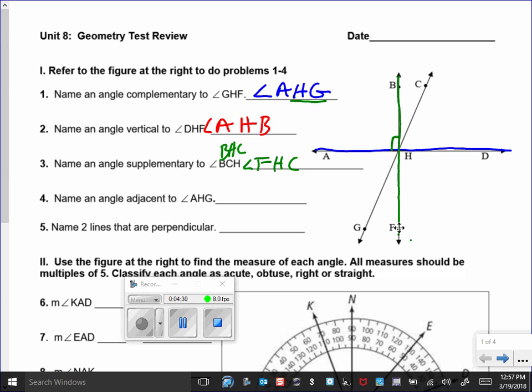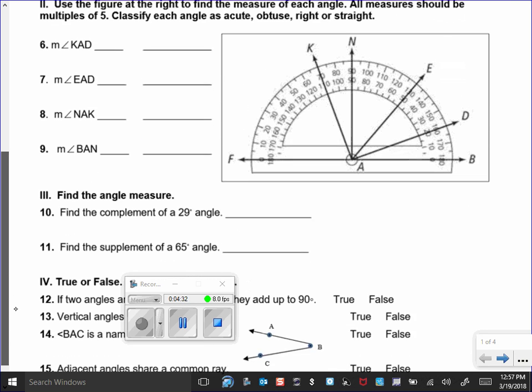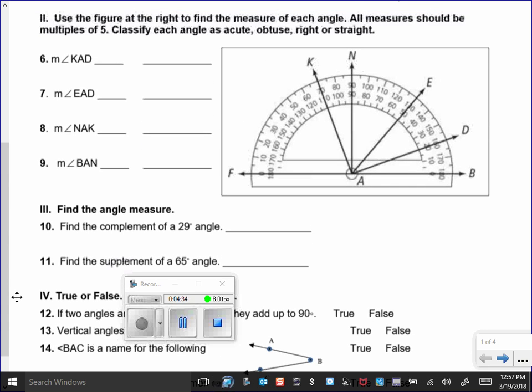All right, let's move on a little bit, scroll down. Here is something that we went over in class today. You guys have a good idea about this. Let's see if we can finish up the concept and make sure we can drive it home. We're going to be measuring angles that do not begin on 0, right? So let's look at KAD.